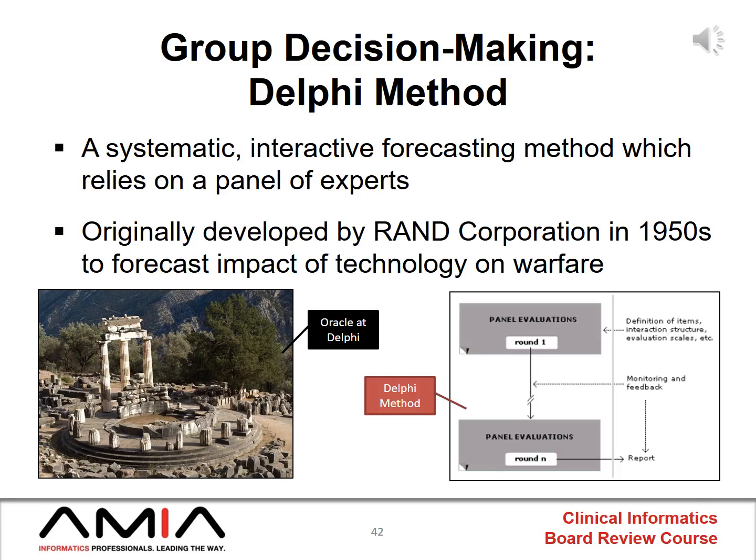Now, unlike the oracle at Delphi, the Delphi method is a very systematic and interactive forecasting method, which relies on a panel of experts. And it was originally developed by the RAND Corporation in the 1950s. And interestingly enough, it was intended to help forecast the impact of technology on warfare. There is a graphic image on the slide to depict how the method works, but we're going to go through this in a little more detail in the next few slides.